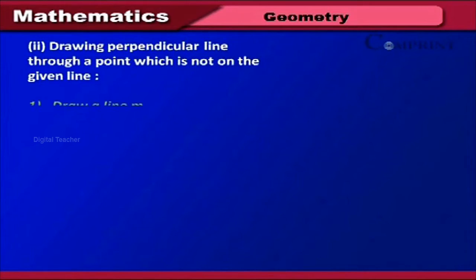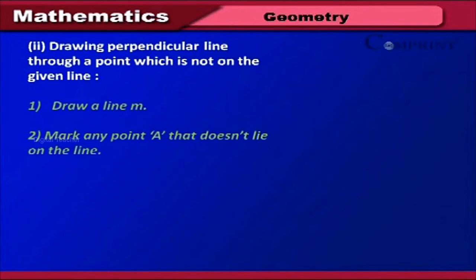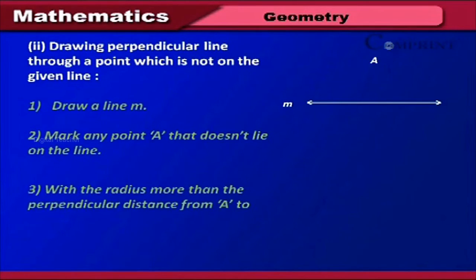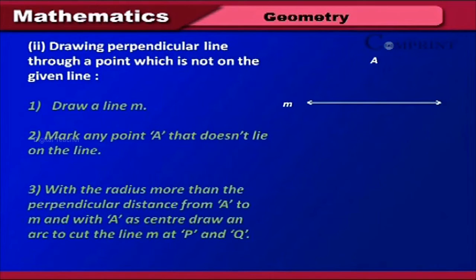Drawing perpendicular line through a point which is not on the given line. 1. Draw a line M. 2. Mark any point A that does not lie on the line. 3. With the radius more than the perpendicular distance from A to M and with A as center, draw an arc to cut the line M at P and Q.